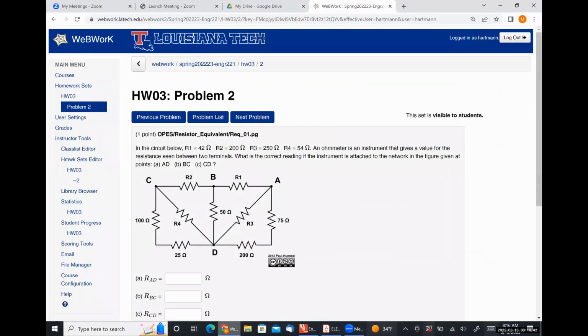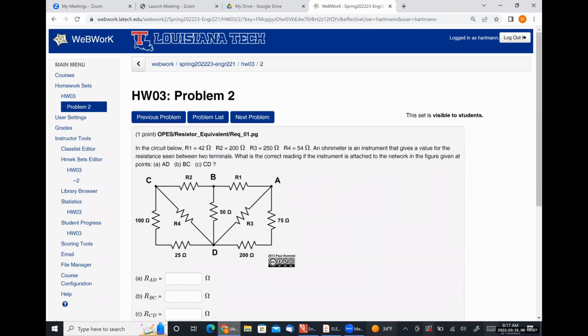Let's pop back over to the WebWork here. So the goal of this problem is to determine the equivalent resistance between a particular pair of terminals, right? So in part A, we're looking at the resistance seen between terminal A and terminal D. For part B, we're looking for the resistance seen between terminal B and terminal C. And for part C, between terminal C and terminal D.